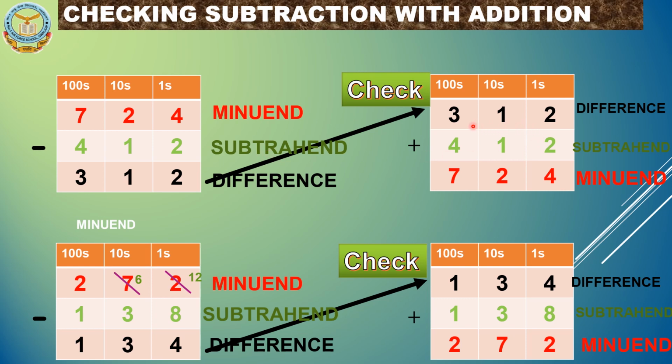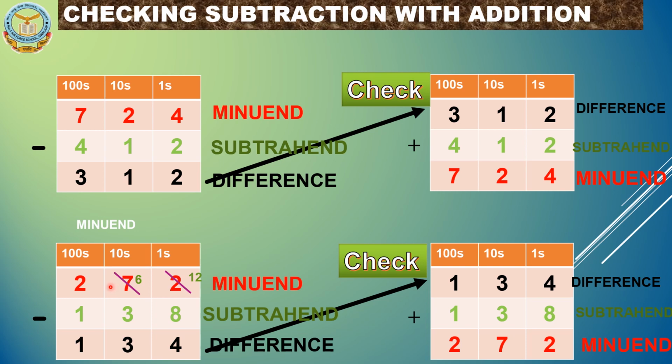So what is your difference? 312. And what is your subtrahend? 412. Add these two numbers. Start adding from the ones place. 2 plus 2, 4. Then move to the tens place. 1 plus 1, 2. Then move to the hundred place. 3 plus 4, 7. So we got 724, which is our minuend. Hence our difference is correct.